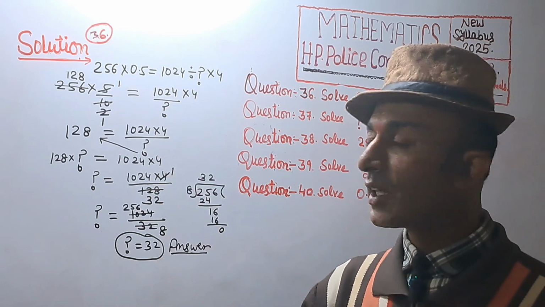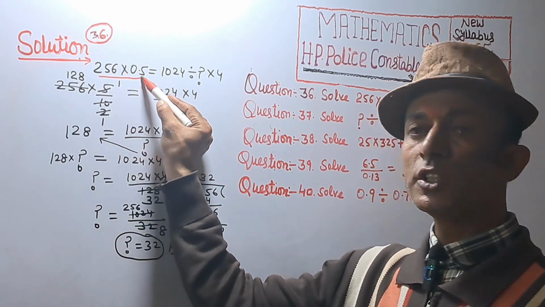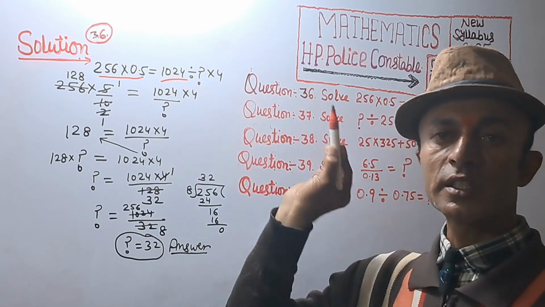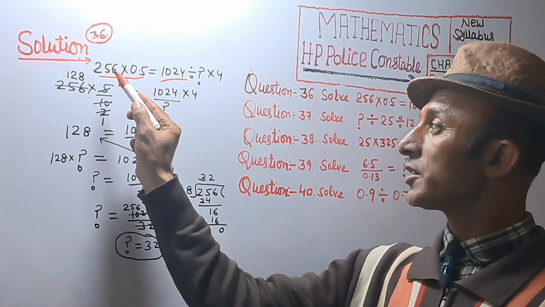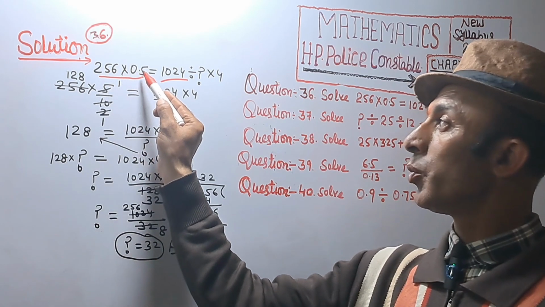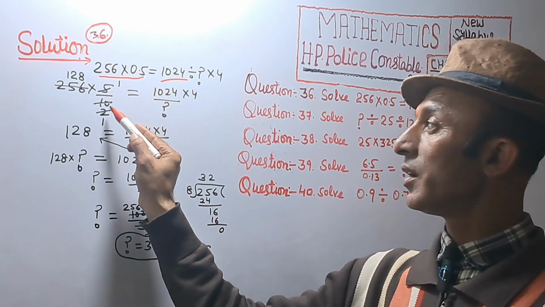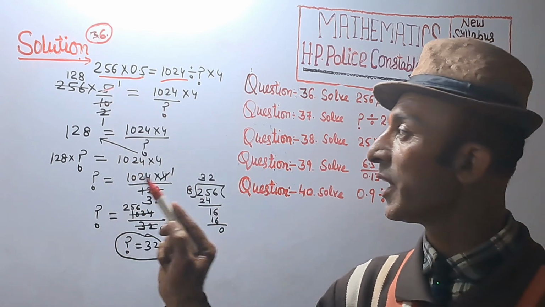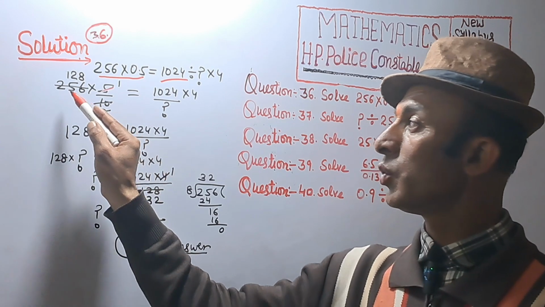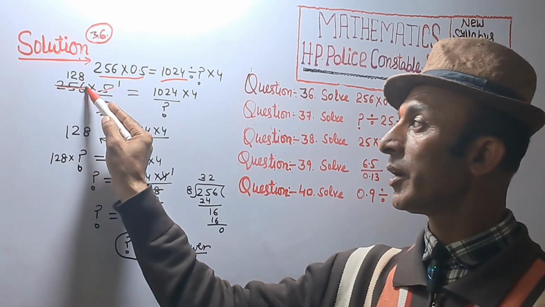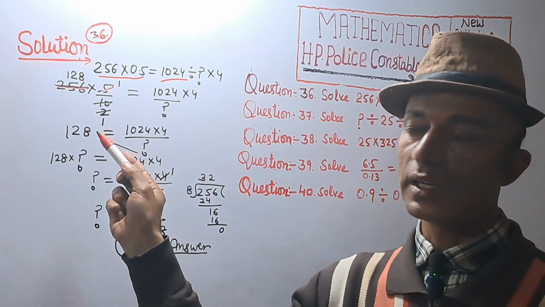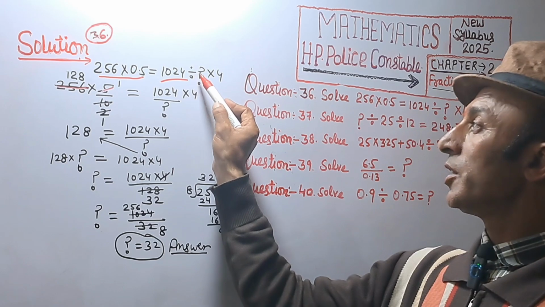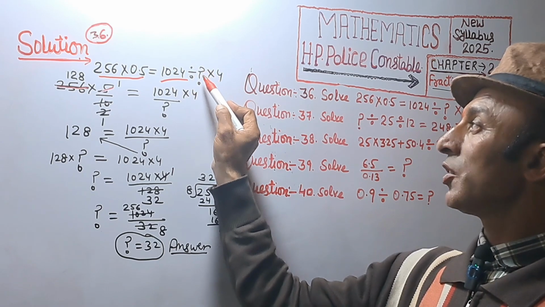We have given question is 256 into 0.5 equal to 1024 divide sign of interrogation into 4. First 256 into point convert 1 and 5 will be 0. So 5 upon 10. 5 ones are 5 and 5 twos are 10. And 2 ones are 2. 256 divided by 2 equal to 128. Left side is 128. And right side, first we solve divide, that is sign of interrogation.